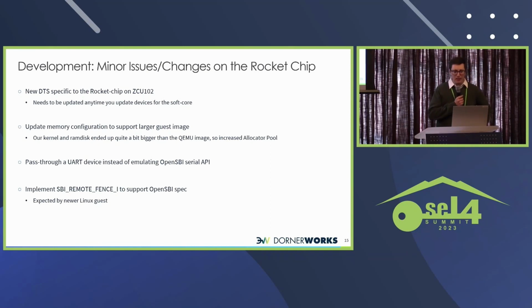Other than that, we had to update our memory configuration. Our RAM disk and kernel were quite a bit bigger than the QEMU image, so we had to increase our allocator pool. OpenSBI also includes a serial API, but we thought it was more interesting to pass through the UART, so we took that approach instead and updated our kernel configuration accordingly.